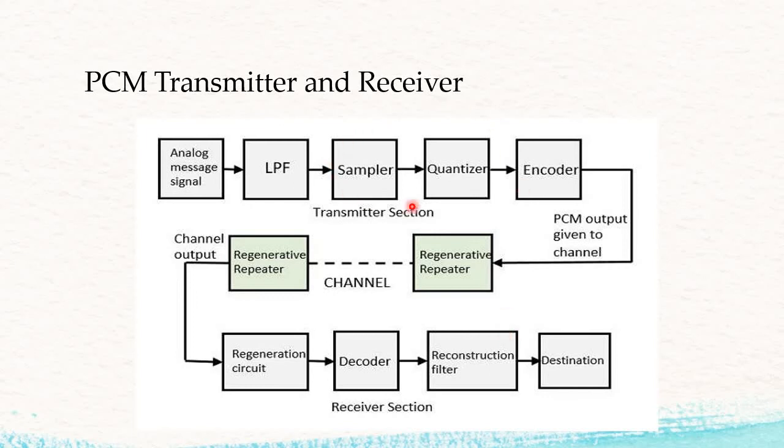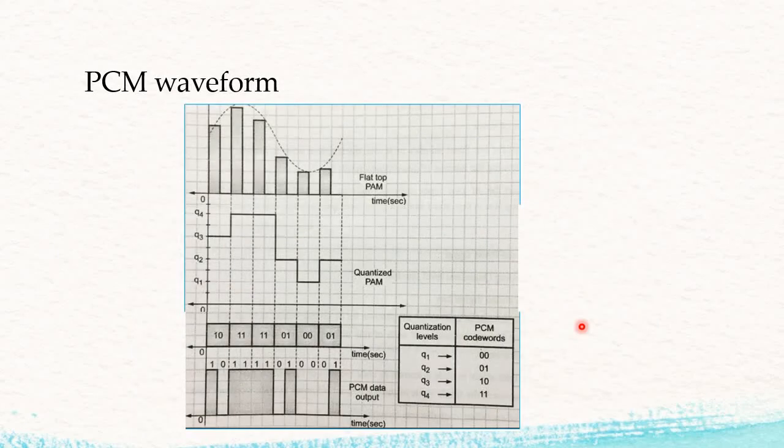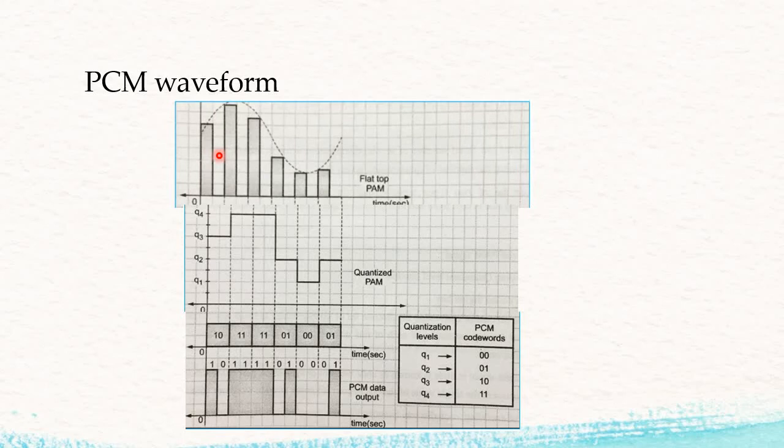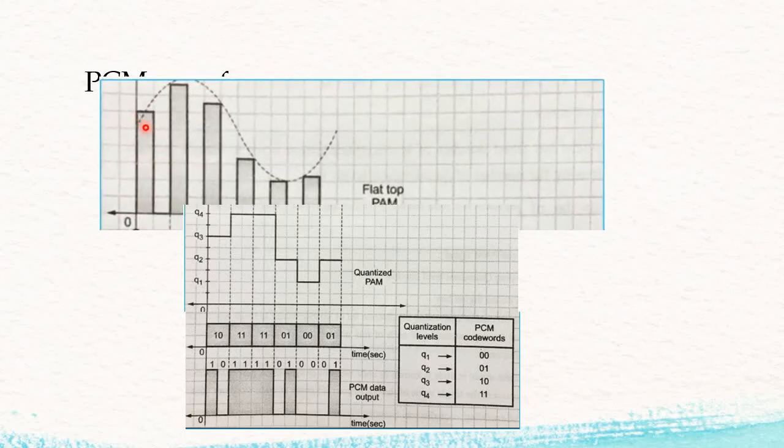In the transmitter we are doing sampling, quantization and encoding, and at the receiver end we are having a decoder, reconstruction filter and the destination. So this is a waveform. The first step is sampling. So we are taking an input signal. This is my input signal. I have taken the samples, and these samples which I have taken are flat top samples.